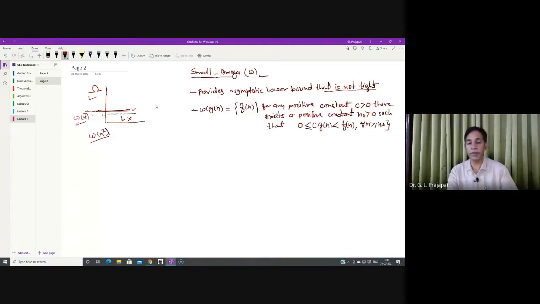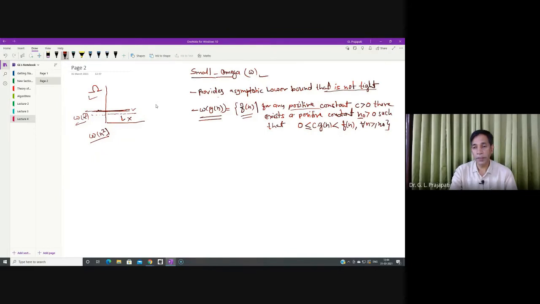So whenever you are writing small omega of g of n, it is the set of all f of n such that for any positive constant c greater than 0, there exists a positive constant n0, so that you can say that f of n is greater than c into g of n. So f of n is greater than c into g of n.